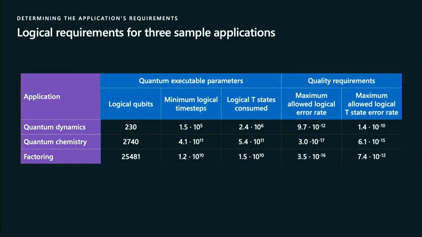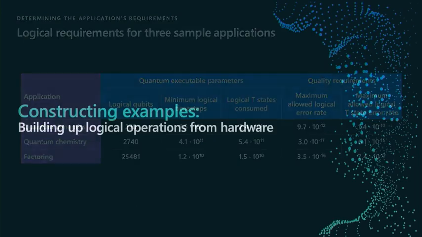Okay, so I told you there were 3 example algorithms, and these are the numbers you get for those 3 algorithms. If you want to implement this quantum dynamics example, then you need a few hundred logical qubits, and the number of logical time steps after you compile down to this surface code architecture is 10 to the 5. And importantly, the precision requirements are also estimated there.